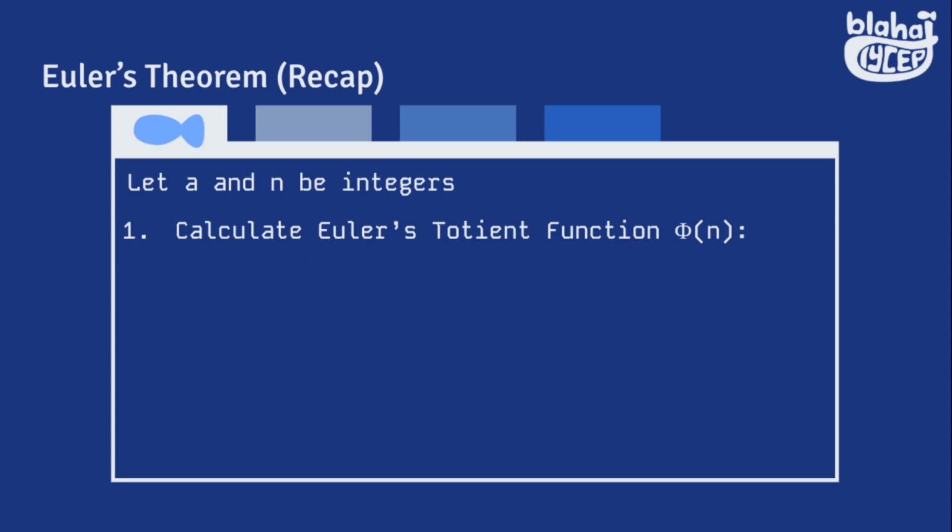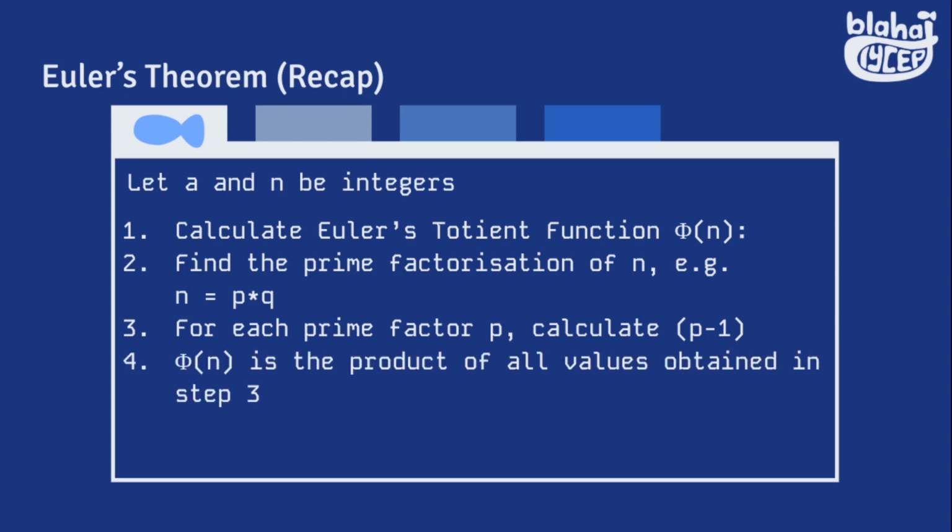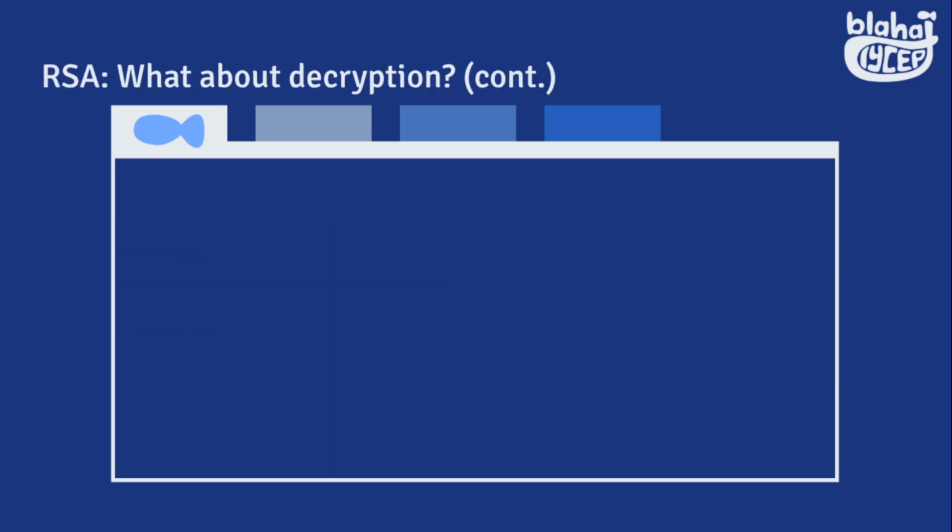Again, we calculate our Euler's totient function. I will not be going through this because we already went through it. But for RSA specifically, n is equal to p times q, which is very specific because this means it is easy to calculate our Euler's totient function. Since it's just two primes, we can calculate p minus 1 and q minus 1, and we can just multiply the two of them. After that, we get our Euler's totient.